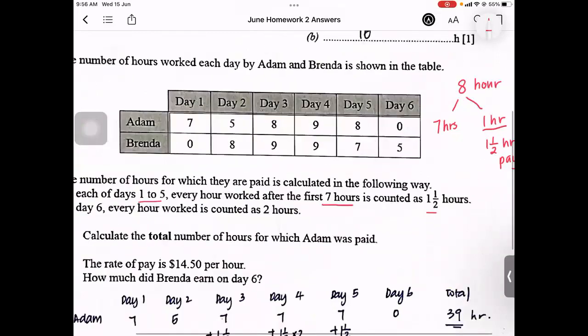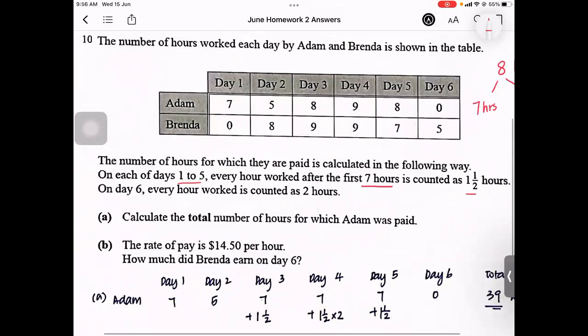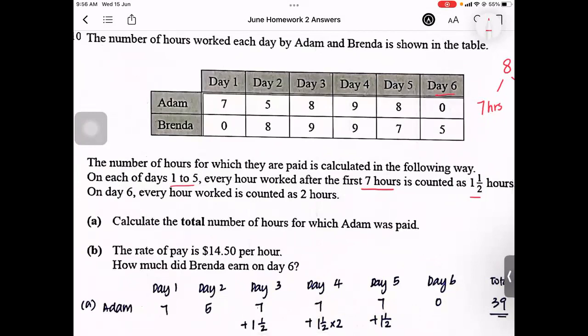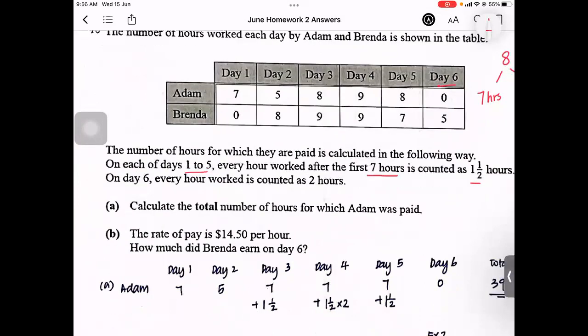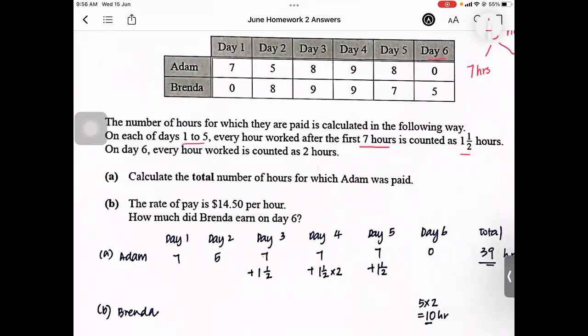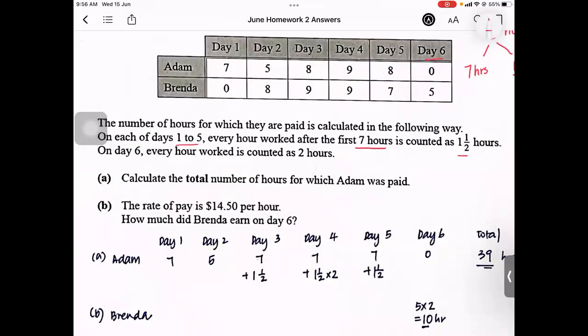Okay, on the 6th day, which is our Saturday over here, every hour worked is considered as 2 hours. What does every hour worked considered 2 hours mean? Means every 1 hour I work, I get double the pay. I am paid as 2 hours. So in this case, I should look through each one daily. Adam has 7 hours, haven't exceeded, so it's just 7.